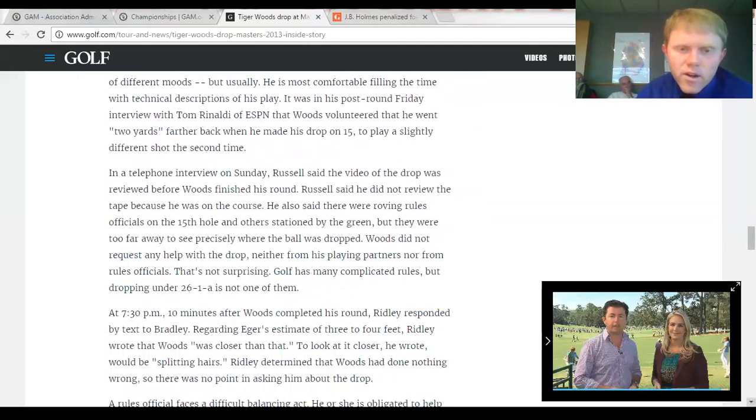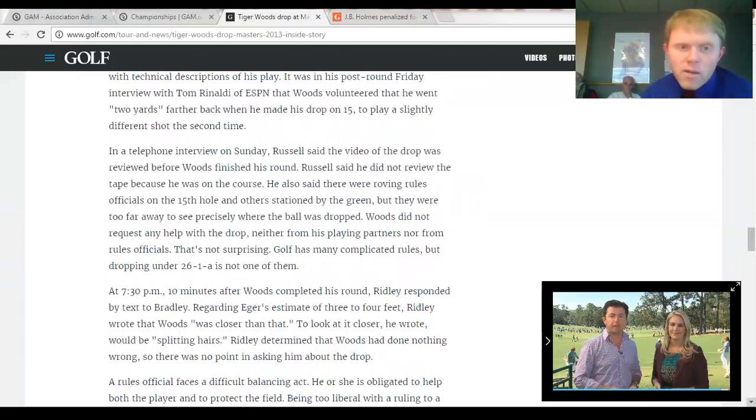In a telephone interview on Sunday, Russell said the video of the drop was reviewed before Woods finished his round. Russell said he did not review the tape because he was on the course. He also said there were roving rules officials on the 15th hole and others stationed by the green, but they were too far away to see precisely where the ball was dropped. Woods did not request any help with the drop, neither from his playing partners nor rules officials. That's not surprising. Golf has many complicated rules, but dropping under 26-1a is not one of them.